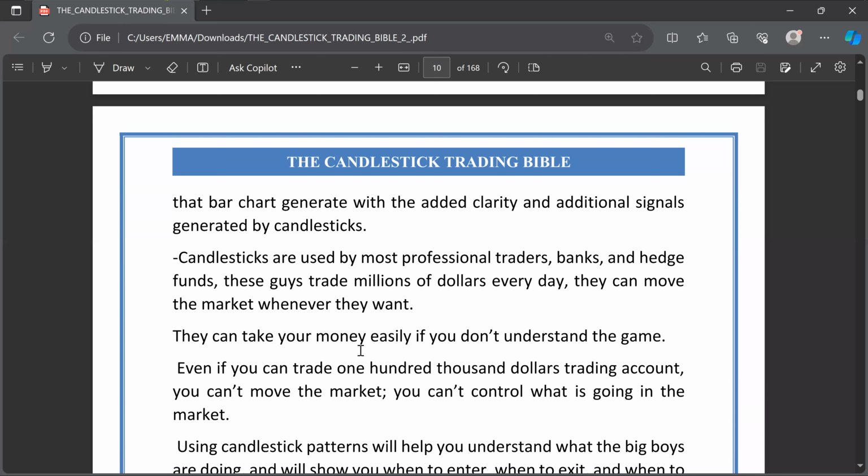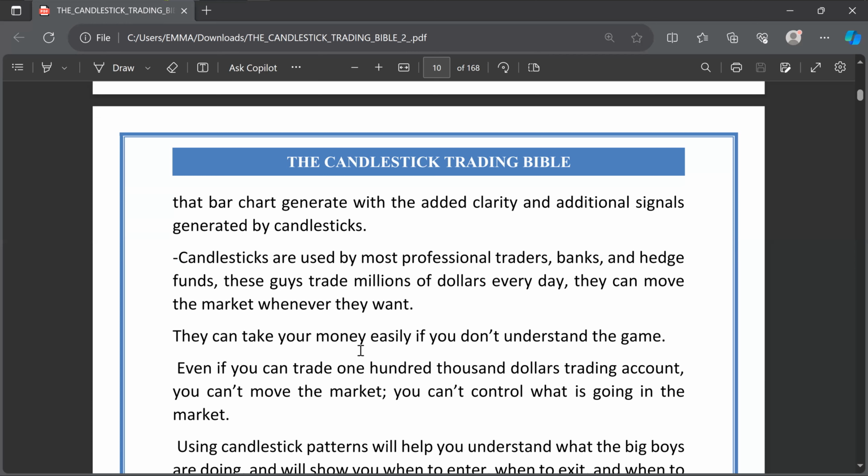If you trade a $100,000 trading account, you can't move the market. You can't control what is going on in the market, right? So I also said something like, initially, Forex was not, in fact, it is not meant for individual traders, retailers like us. It is meant for the big institutions, the banks, hedge funds. You see, all these financial institutions, they do this. So we are the retailers, that we call ourselves. It's not meant for us.